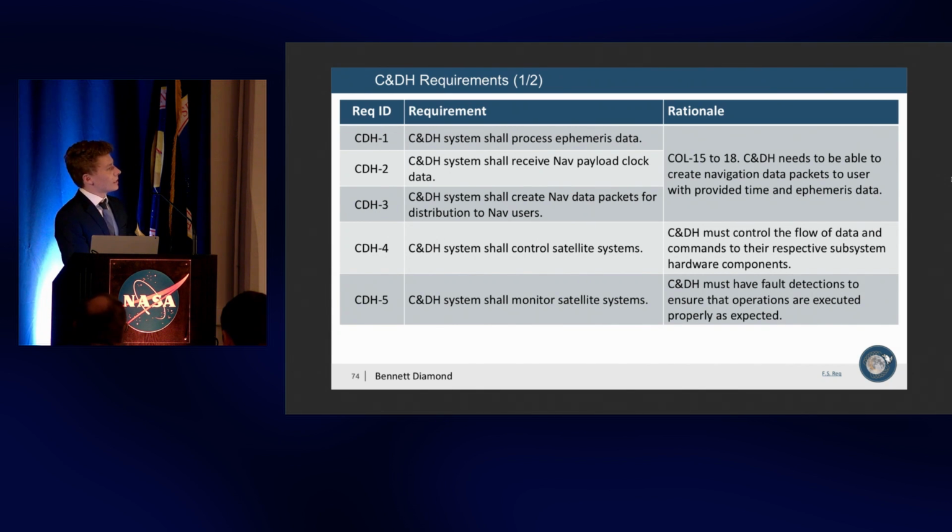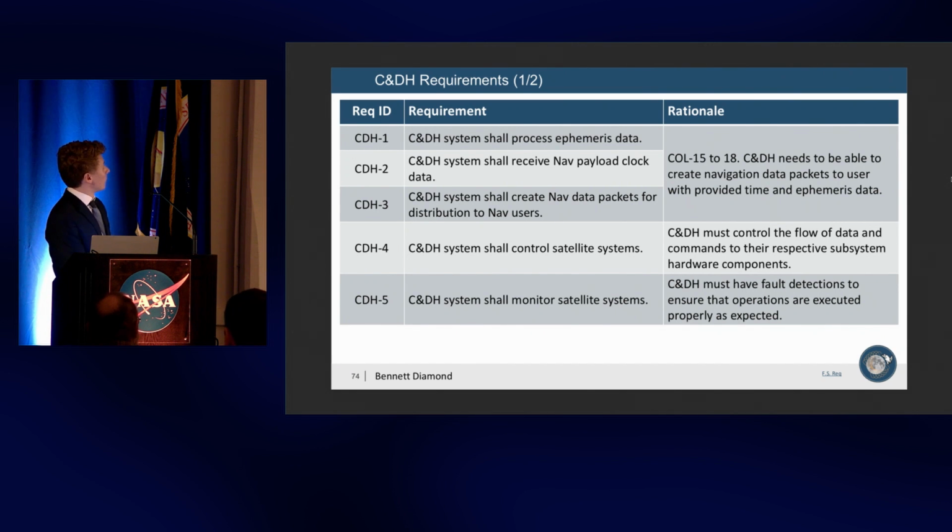CDH number 2 and CDH number 3 are related to CDH 1 in that they are our support of the nav payload. So the CNDH system shall receive nav payload clock data, and the CNDH system shall create nav data packets for distribution to nav users. The CNDH system will be supporting the nav payload processing of data, as opposed to the COM payload, which will have its own processing system.